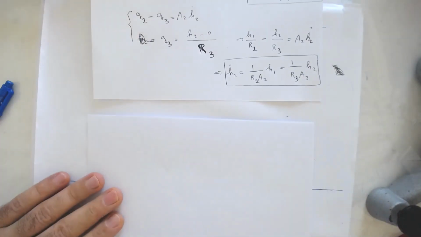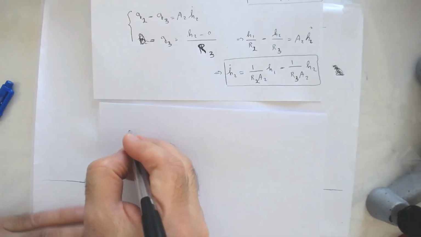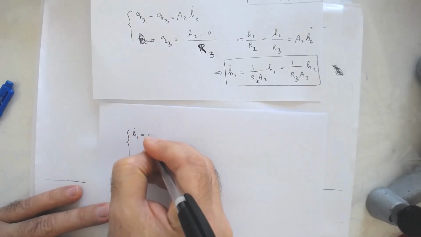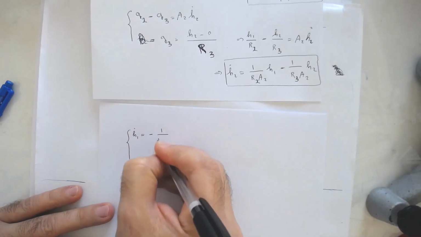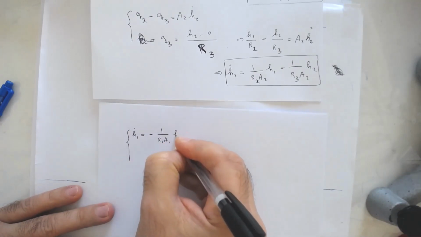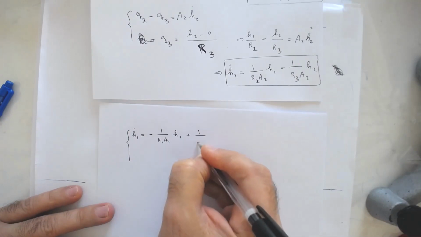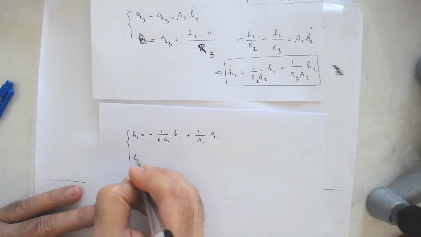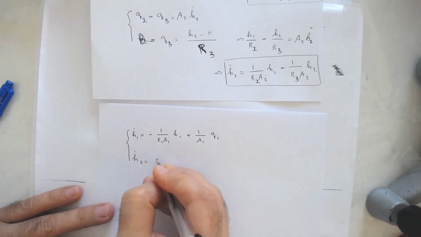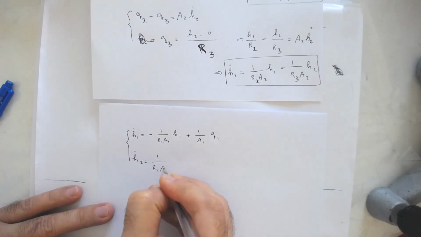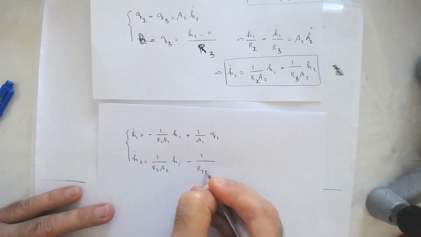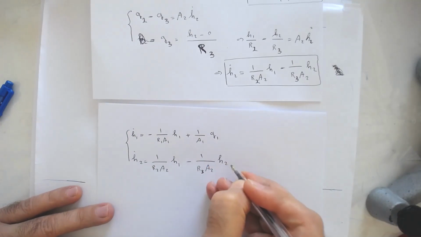So let me summarize it here. We have these two equations. H1 dot is equal to minus 1 over R1 A1 H1 plus 1 over A1 Q1. And the second equation is that H2 dot is equal to 1 over R2 A2 H1 minus 1 over R3 A2 H2.